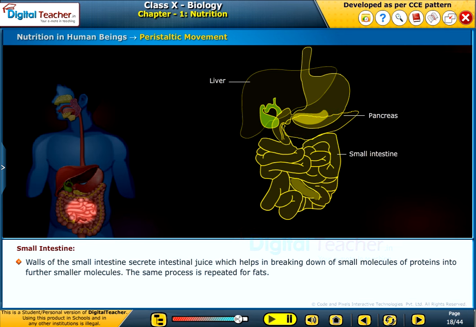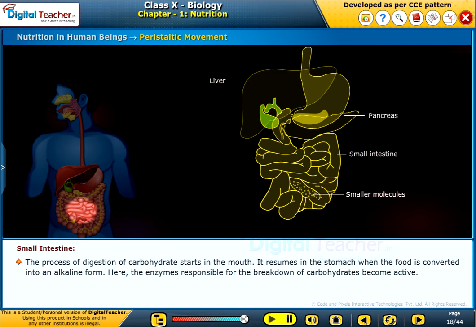Walls of the small intestine secrete intestinal juice, which helps in breaking down of small molecules of proteins into further smaller molecules. The same process is repeated for fats. The process of digestion of carbohydrates starts in the mouth. It resumes in the stomach when the food is converted into an alkaline form. Here, the enzymes responsible for the breakdown of carbohydrates become active.